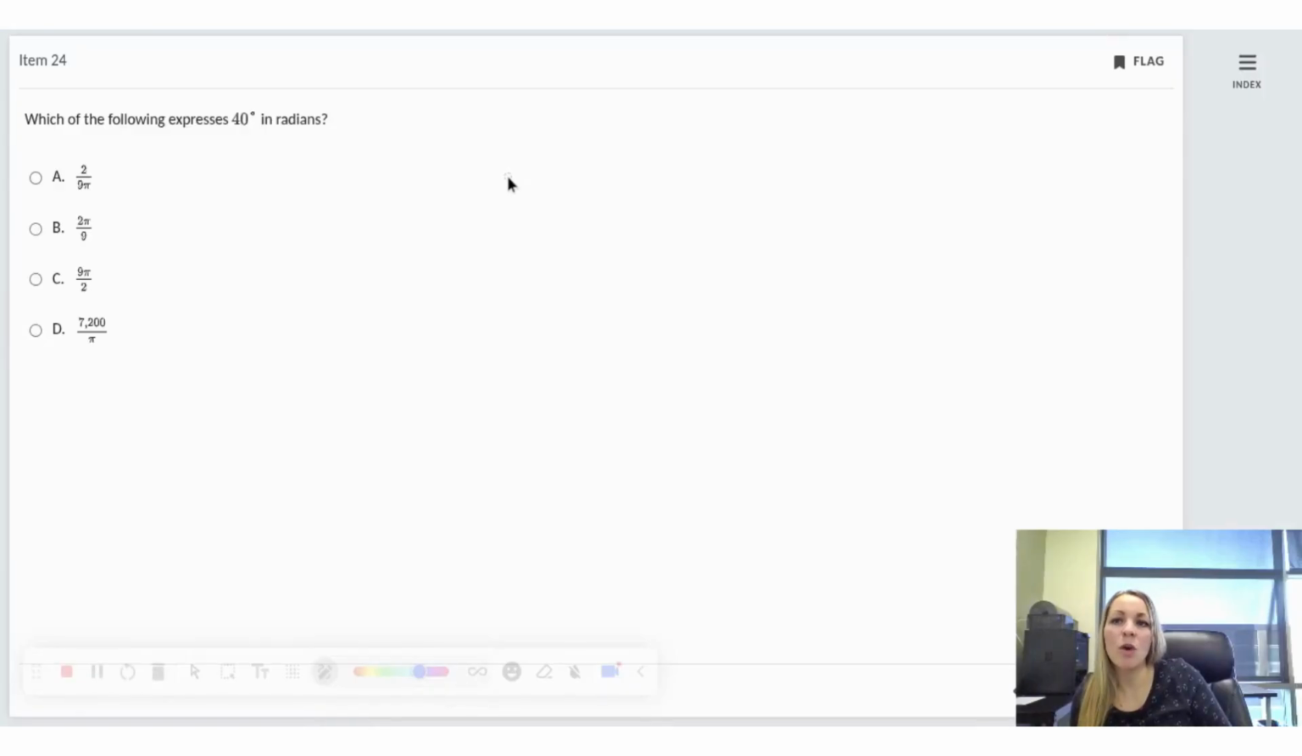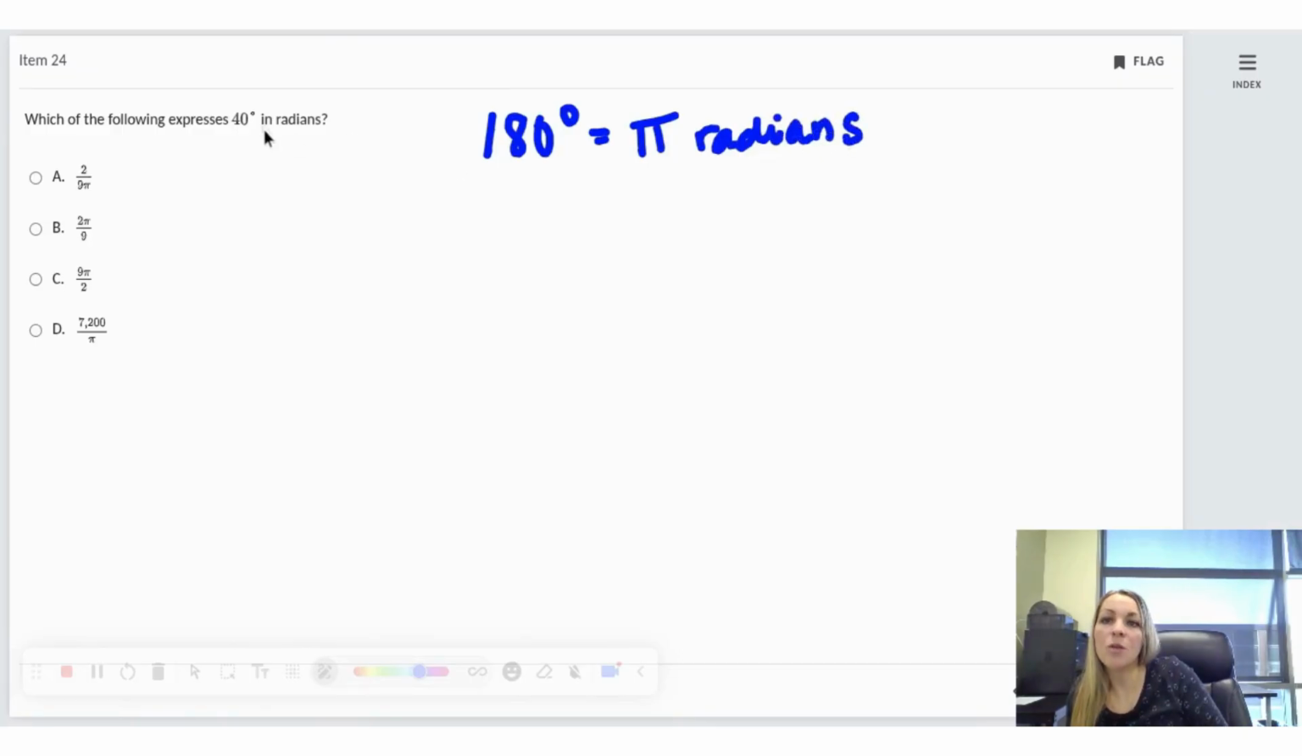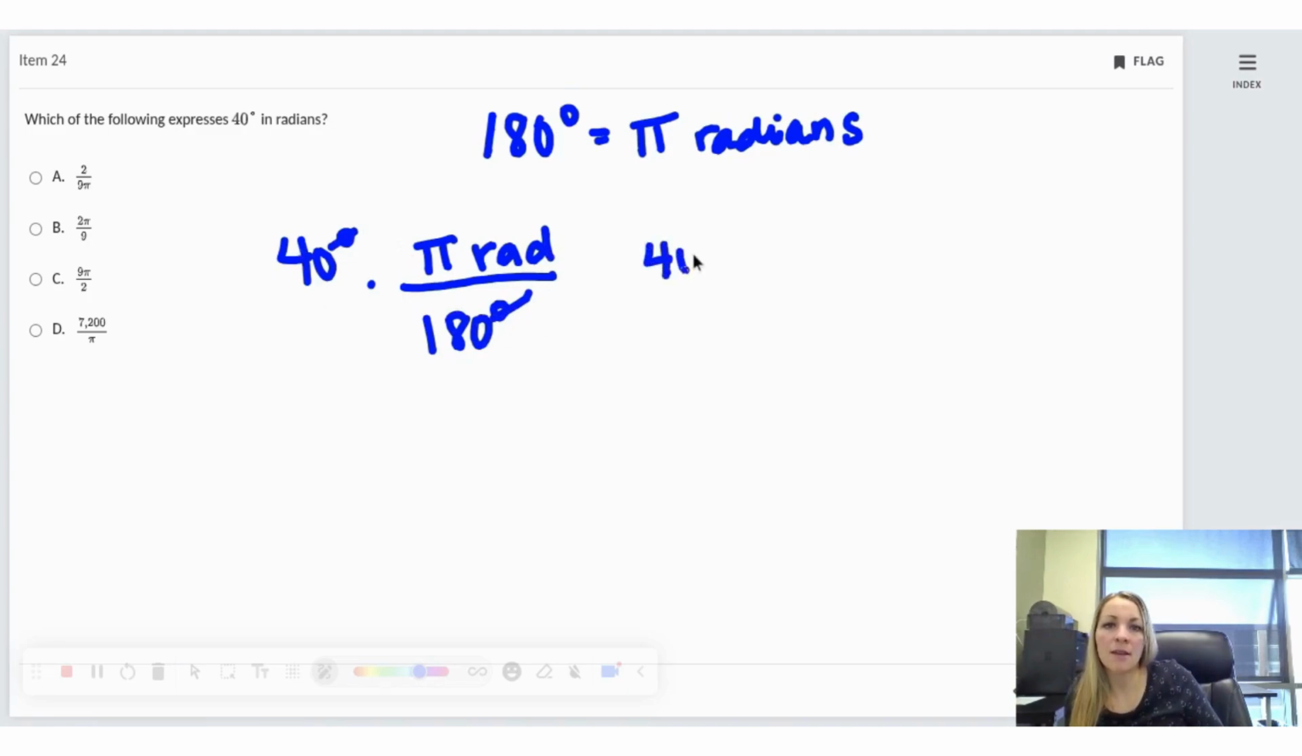Question number 24. Which of the following expresses 40 degrees in radians? To convert degrees to radians, we need to know this ratio. 180 degrees equals pi radians. So what am I given? I'm given 40 degrees. Let's do our conversion factor. There are pi radians in 180 degrees. So my degrees will cancel. I'm going to do 40 over 180 pi radians. Now I'm not getting any of these answers exactly, so I'm going to need to simplify this fraction.